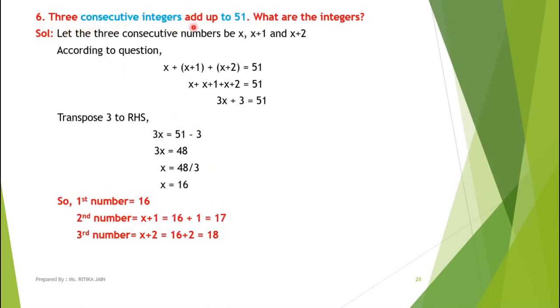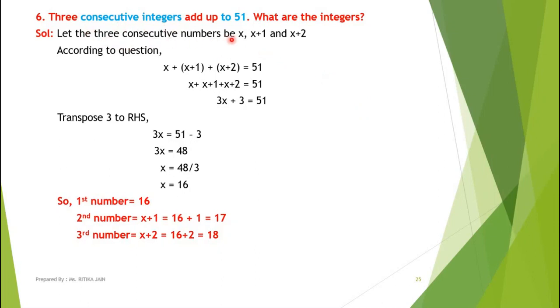Okay, question number 6. Three consecutive integers add up to 51. What are the integers? Now children, consecutive numbers means the numbers which follow a sequence, like 7, 8, 9, 11, 12, 13. These types of sequential numbers are known as consecutive numbers, which come one after another.